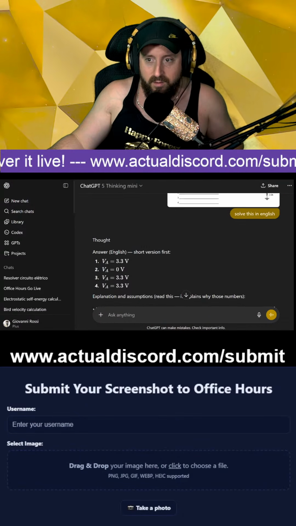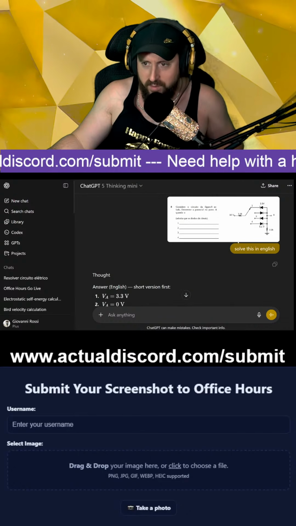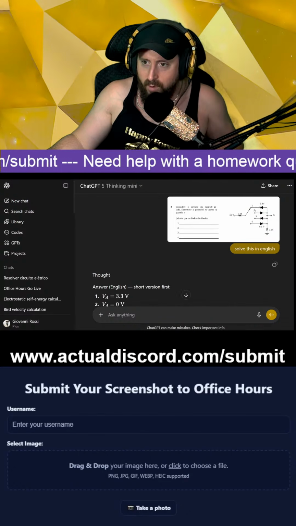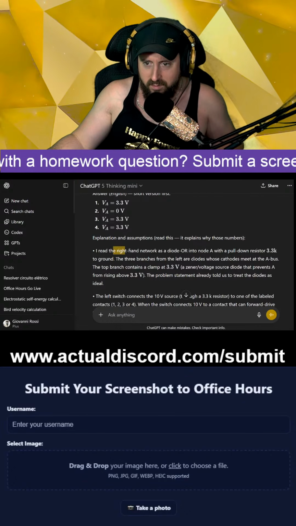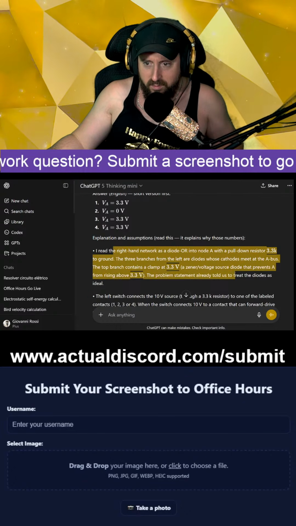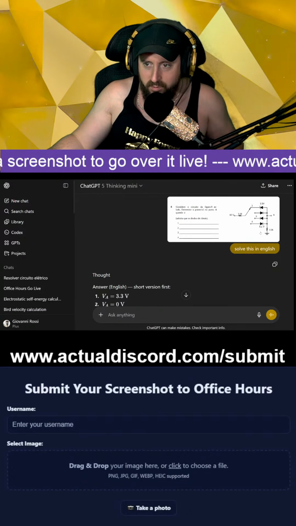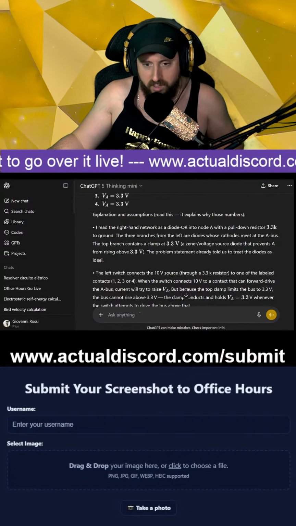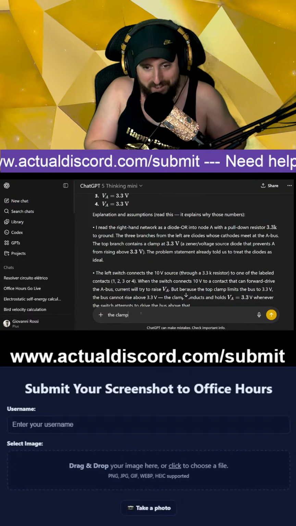Okay. ChatGPT says it's 3.3 volts, 0 volts, 3.3 volts, and then wait, 0 on 2. Why is it 0 on 2? I don't agree with that. What? And also where is it getting 3.3 volts? No, the clamp is at 5. The clamp is 5.1.